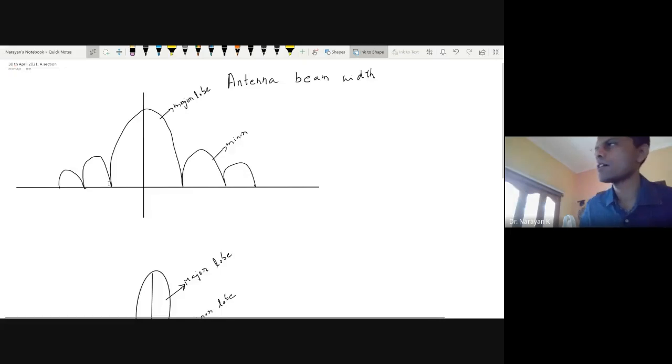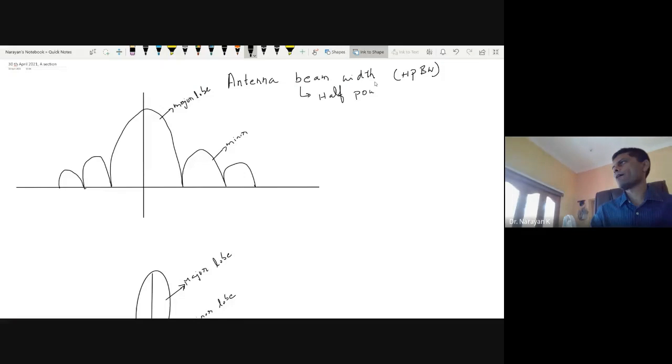Now some of the terminologies which we will be effectively using towards the antenna design and solving the problems are known as half power beam width or antenna beam width. This antenna beam width is also called the half power beam width.